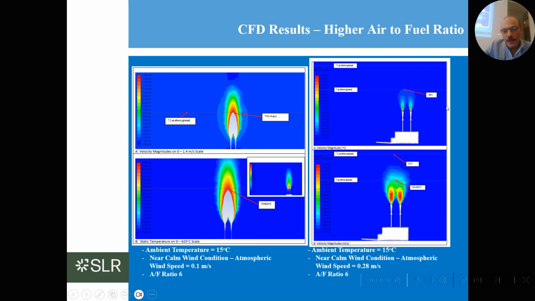The figure to the right is showing the impact of the wind speed. The wind speed is increased slightly from 0.1 meter per second to 0.28 meter per second. You could see the temperature is reduced at the area of interest, and at the same time the velocity as well. Therefore, it is a very good thing when the ambient wind speed is increased, because then we have more mixing.